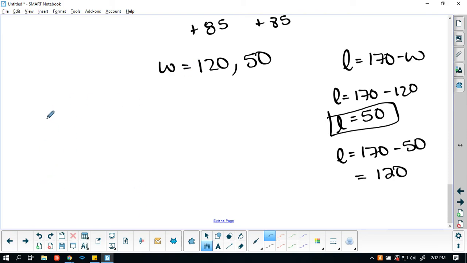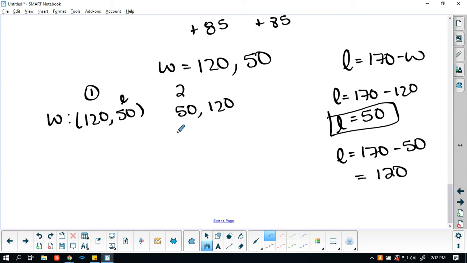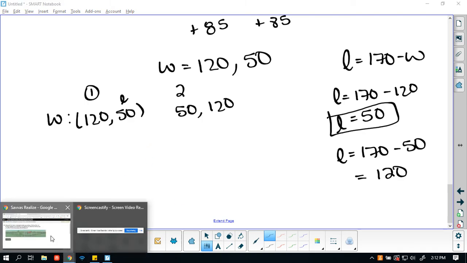So she has two options. Option 1 is a width of 120 and a length of 50. Option 2 is a width of 50 with a length of 120. So those are her two different options that Libby has, but basically one side will be 50 and one side will be 120.